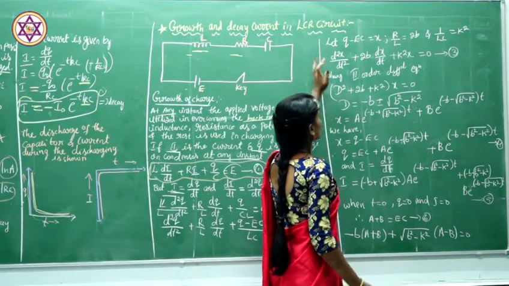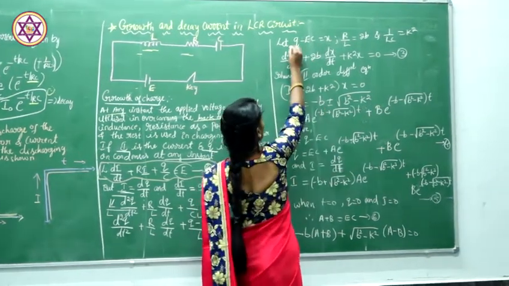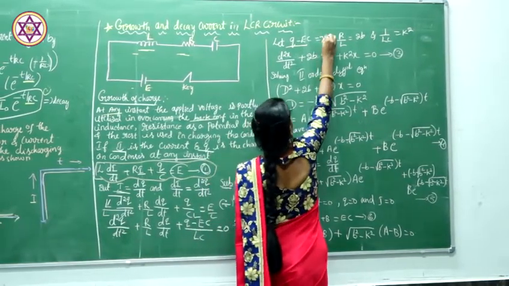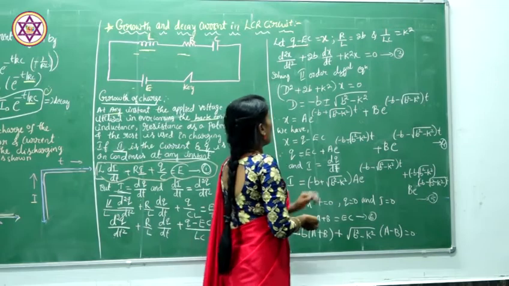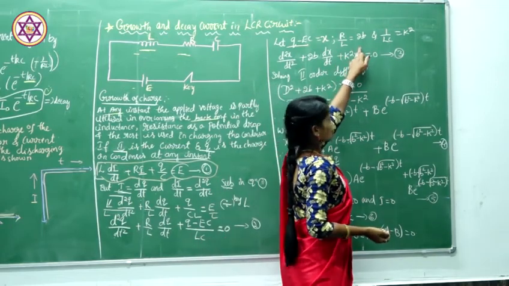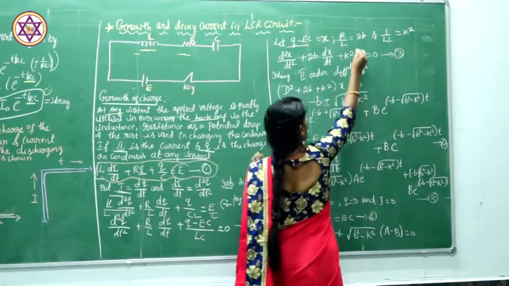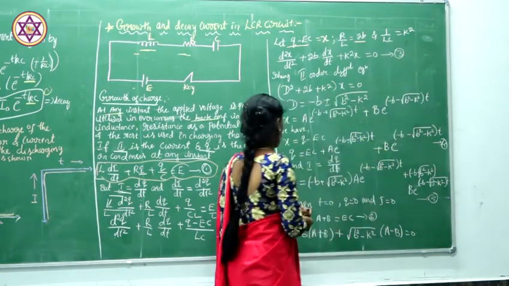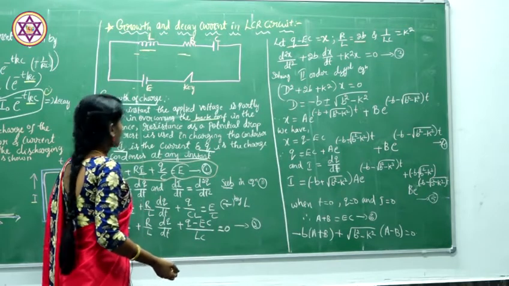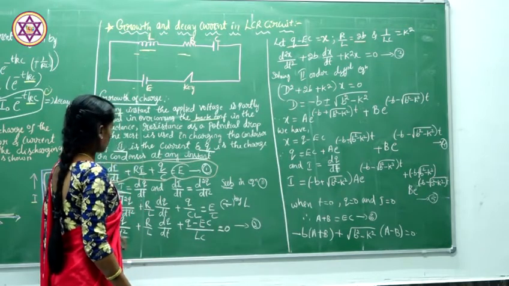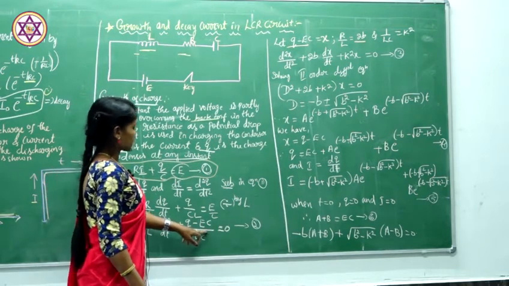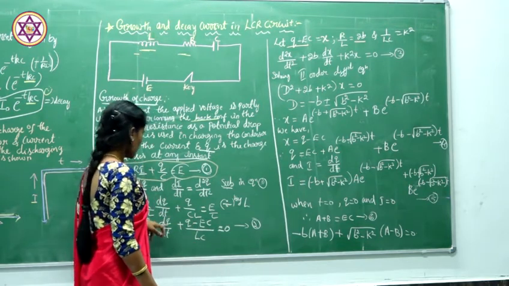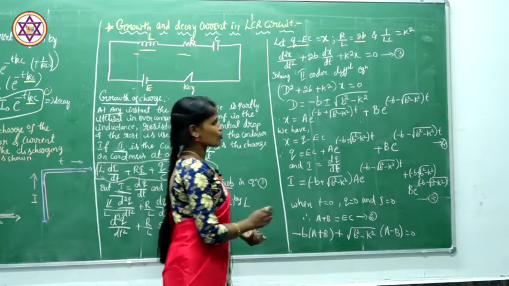Let us consider q minus EC as x. R by L we can write as 2b, and 1 by LC we can write as k square. So q minus EC is x, 1 by LC is k square, and R by L is 2b.